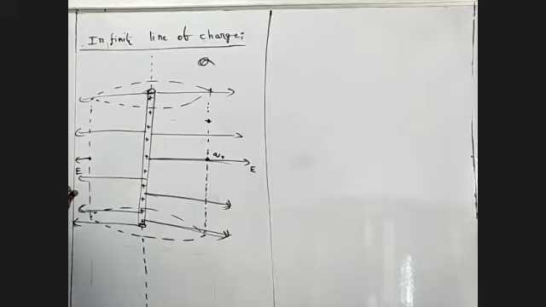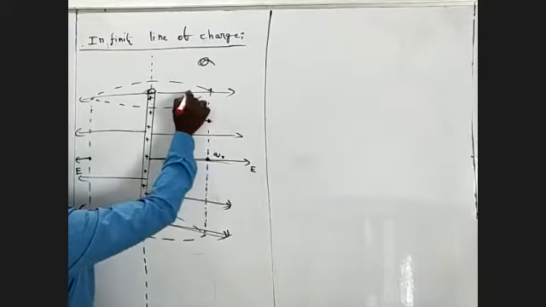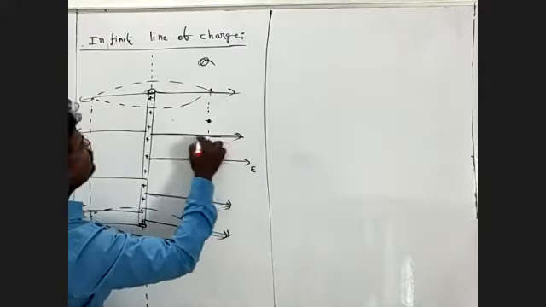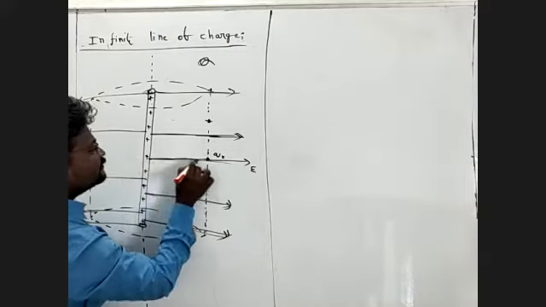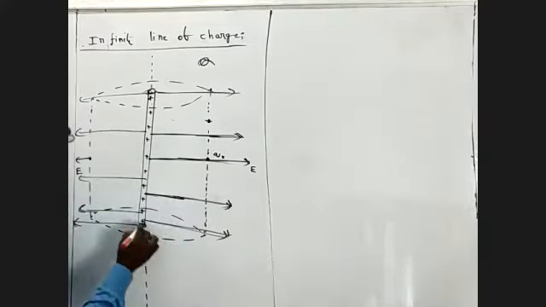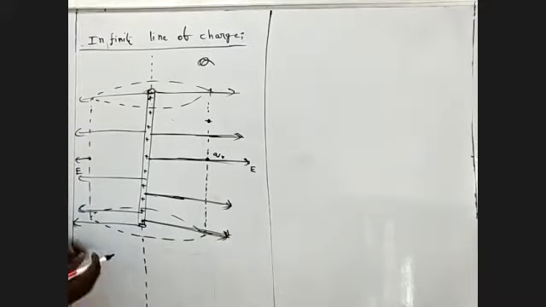These field lines are passing through the Gaussian surface. This is electric flux passing through the Gaussian surface. This is also a field line passing through the Gaussian surface. Because this is electric flux, we are going to calculate it.